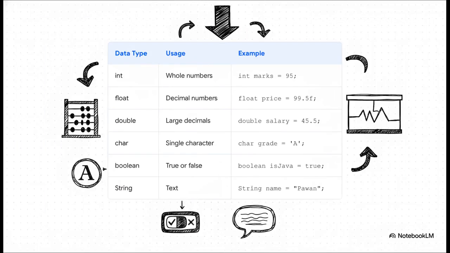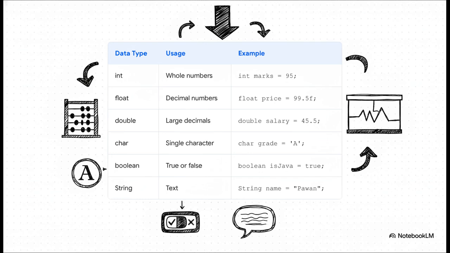Now, what's really interesting about this slide is that it serves as your ultimate cheat sheet for the 6 essential data types. Let's break these down quickly. For whole numbers, you're going to use int. For standard decimal numbers, you use float. But hey, notice the example there? You've got to put a little f at the end of the number, like 99.5f.